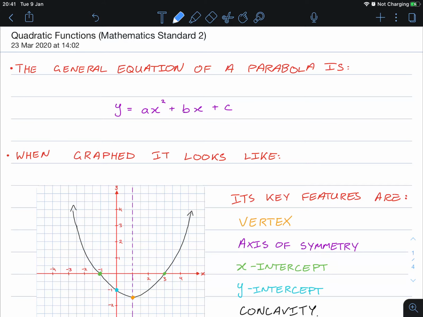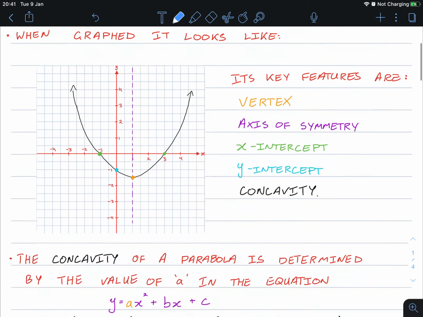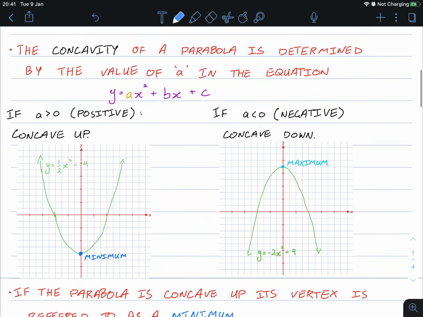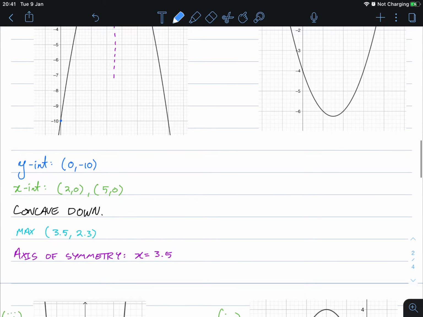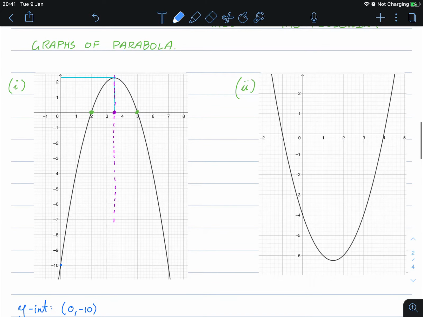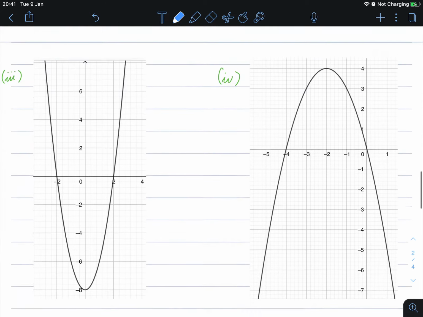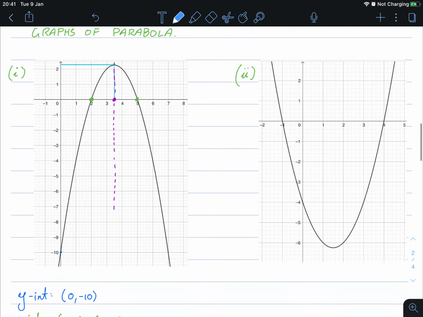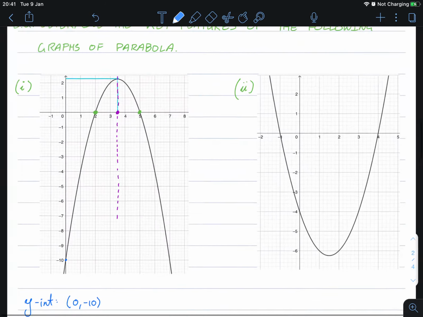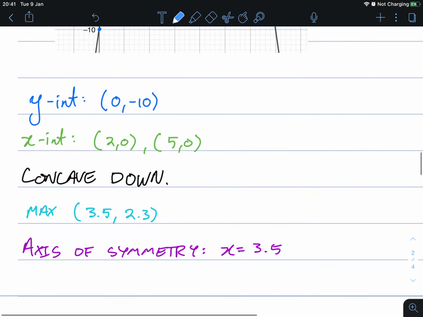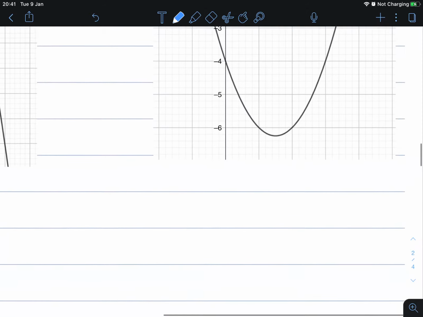In the previous video we looked at the key features. We explained a little bit about the concavity, whether it's concave up with a smiley and concave down with a frowny. And we did one example of finding all the key features. We're going to do 3 more examples. You can give this a go yourself. I'll zoom in to each of them so you can pause the video and find each of these key features in the same order. So here we go.